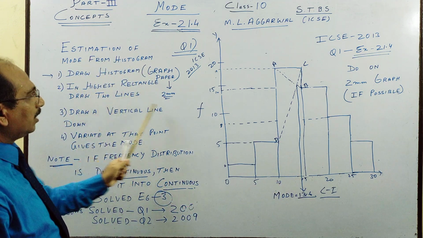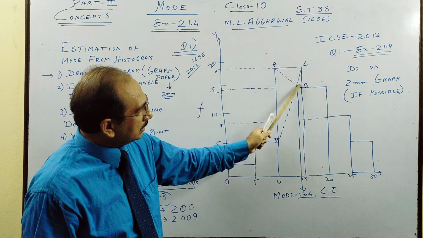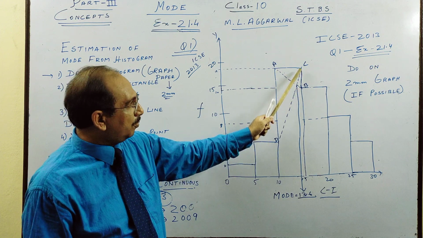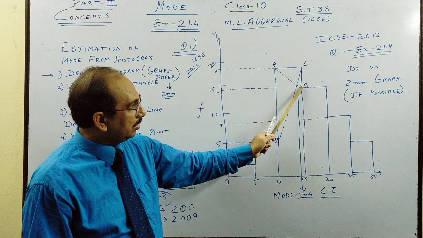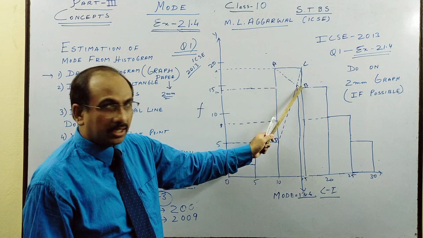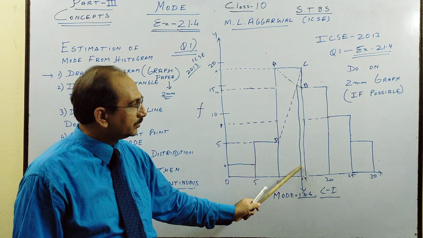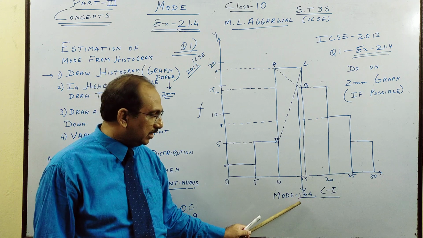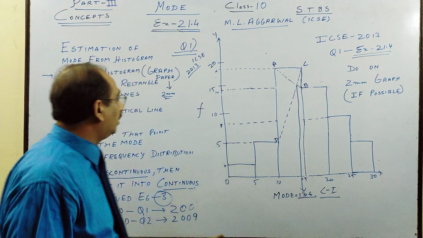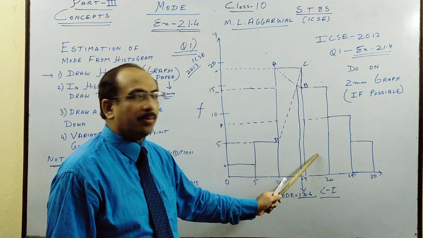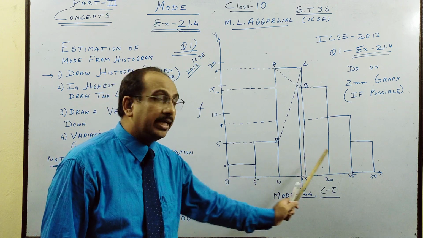In the highest rectangle, draw 2 lines like this, from here to this, and there to this. So this is AB, from this point to this corner of the rectangle, and from here to this corner. Join A to B and C to D. Where they meet, you put a perpendicular. That point gives you the mode. So the answer here is 13.6, which is between 10 and 15. Always your answer will be in the modal class, and these 3 rectangles are important. Others are not so important for the value of mode, but you need to draw them to get full marks.